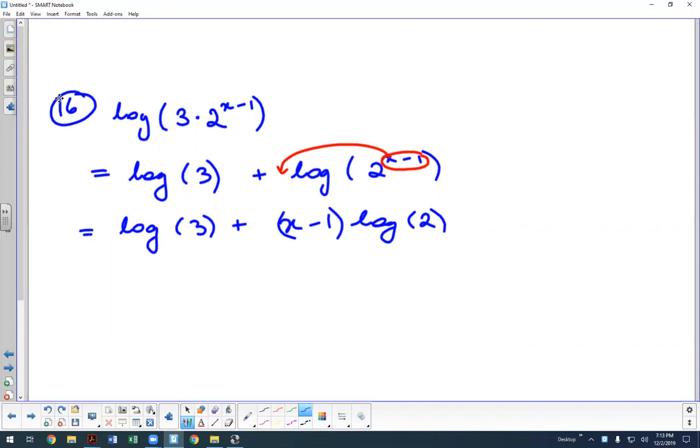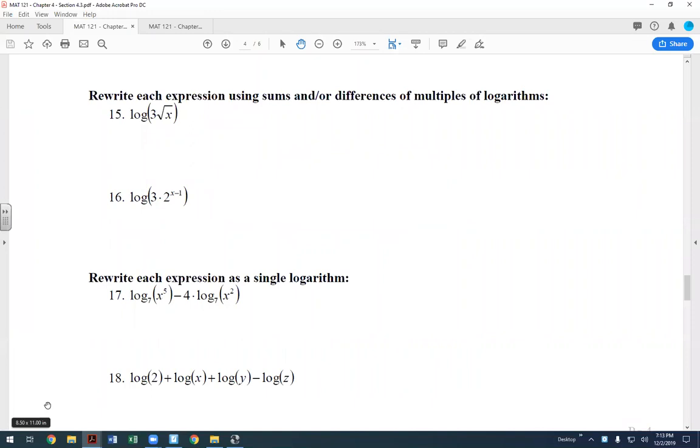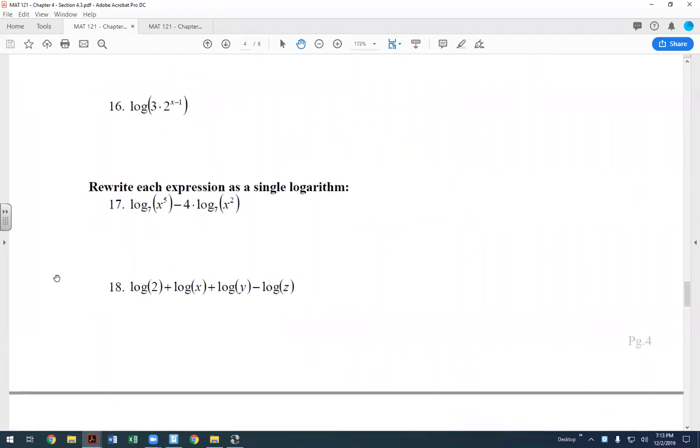All right, take another minute and let me see what you guys come up with for 17 and 18. Now you're combining them into single logs. So obviously, check and make sure the bases are the same before you combine them into a single log.